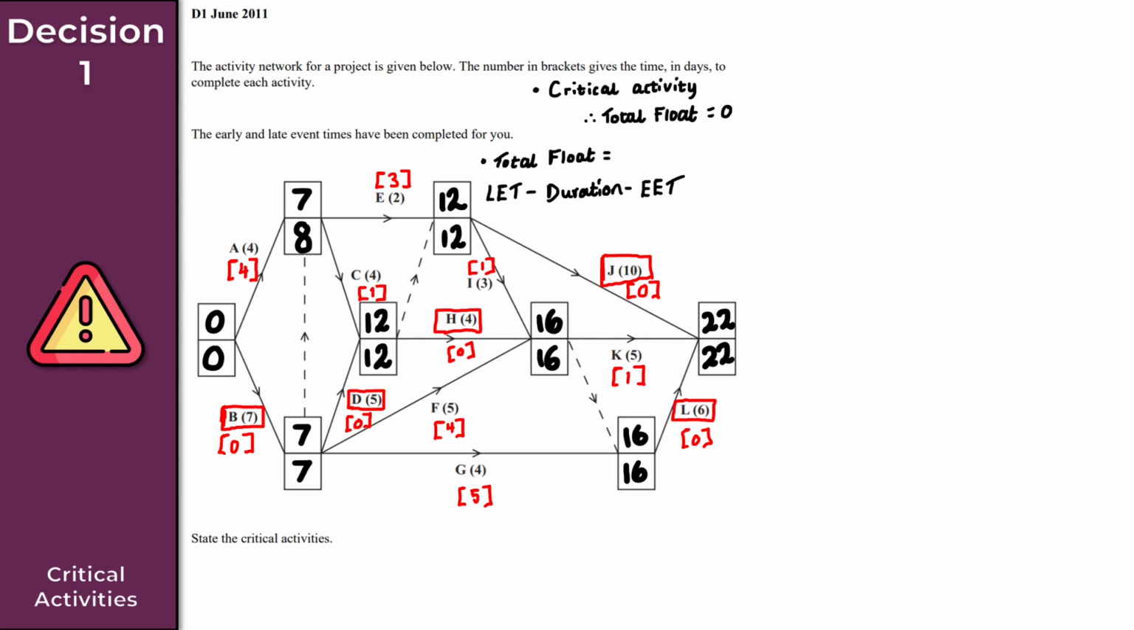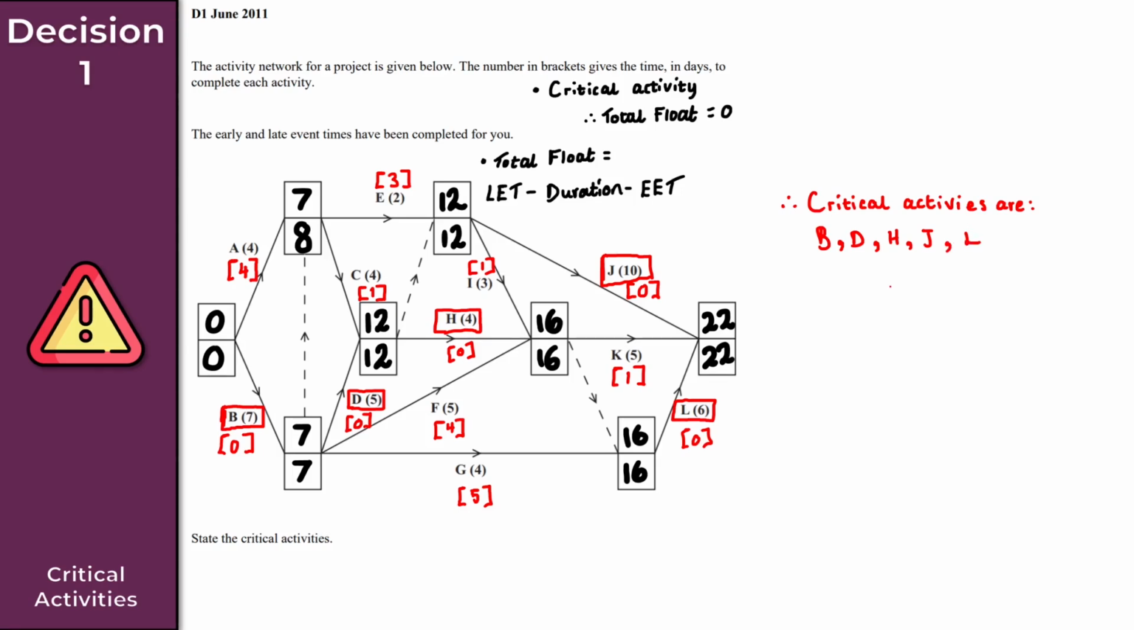So to finish with here then, let's just quickly state the critical activities. So therefore, the critical activities are, so what did we find here then? Activity B, we had B, we had D, we had H, we had J, and then finally we also had activity L there.